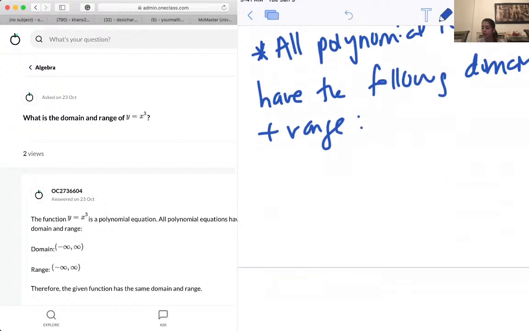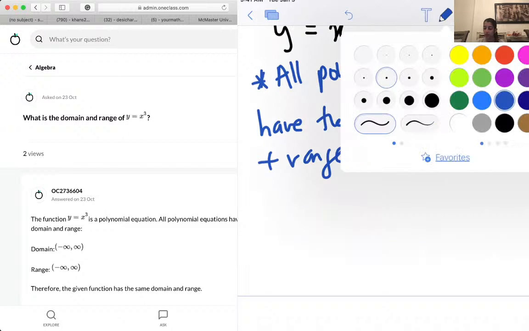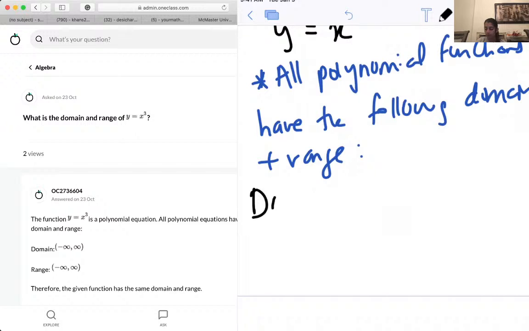So since they don't have any restrictions on them, that means that we can consider every and any possibility for x, which is another way of saying that the domain is from negative infinity to positive infinity.